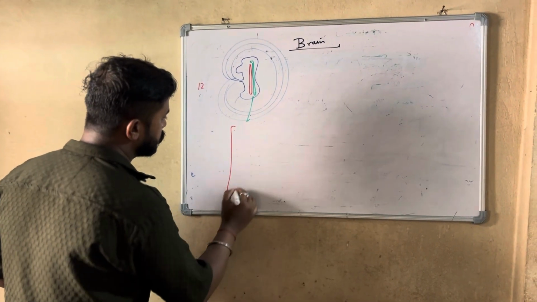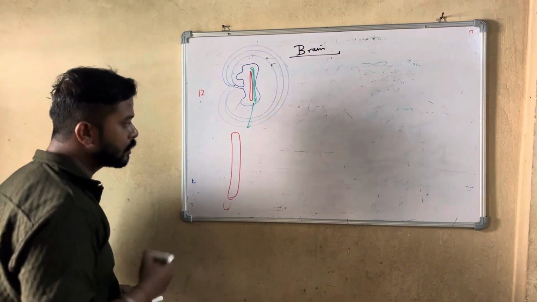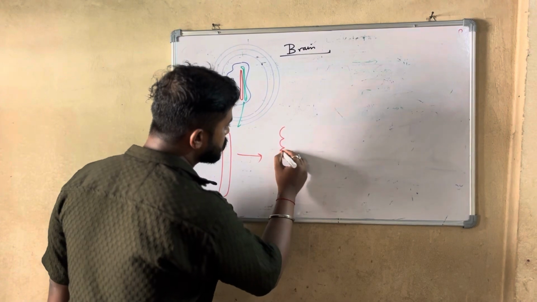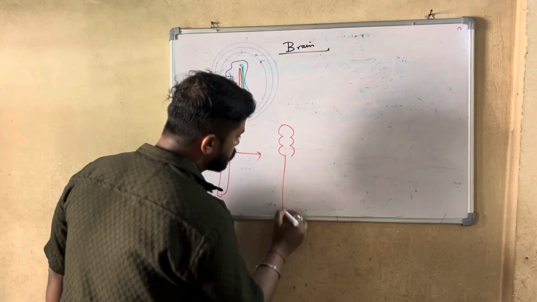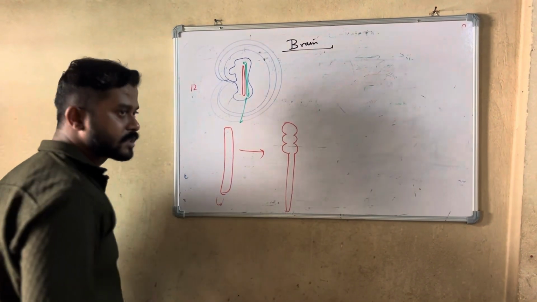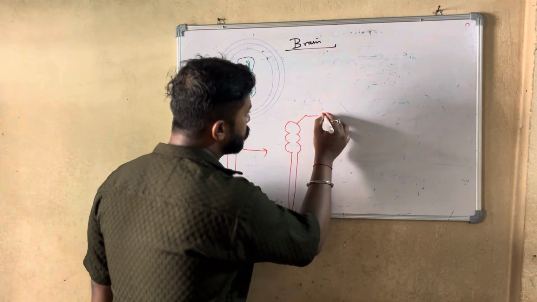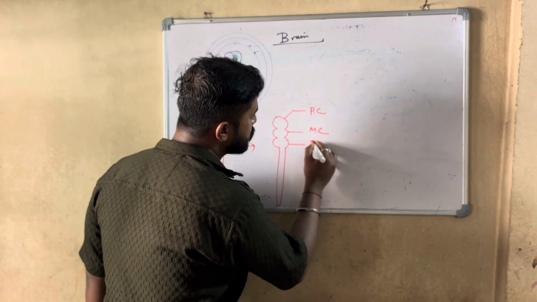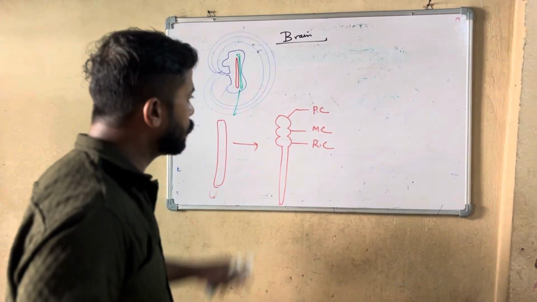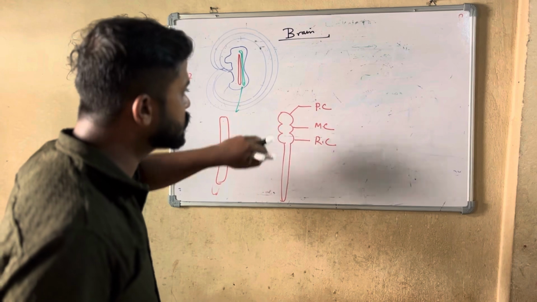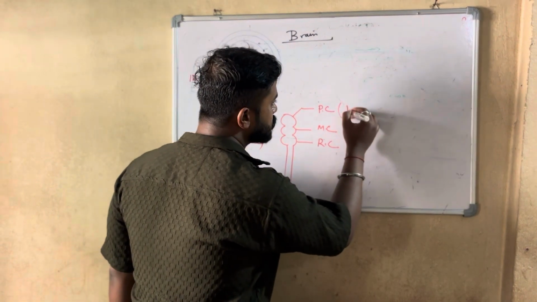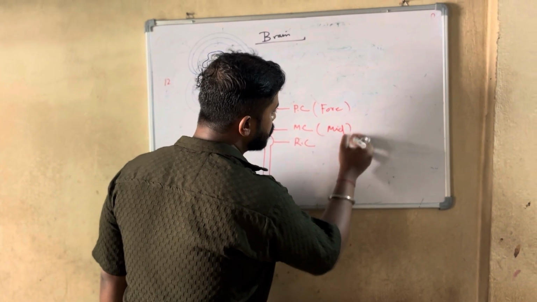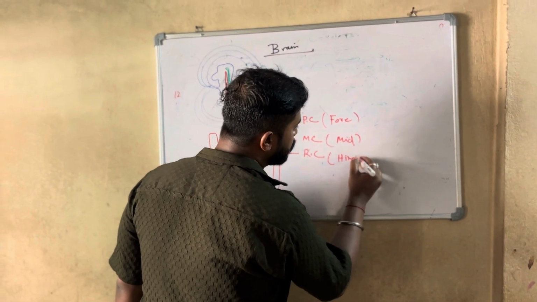Okay, now I take the nerve cord. Some few months later, three swelling-like structures develop in the nerve cord. One is prosencephalon, one is mesencephalon, and one is rhombencephalon. Prosencephalon means forebrain, mesencephalon means midbrain, and rhombencephalon means hindbrain.